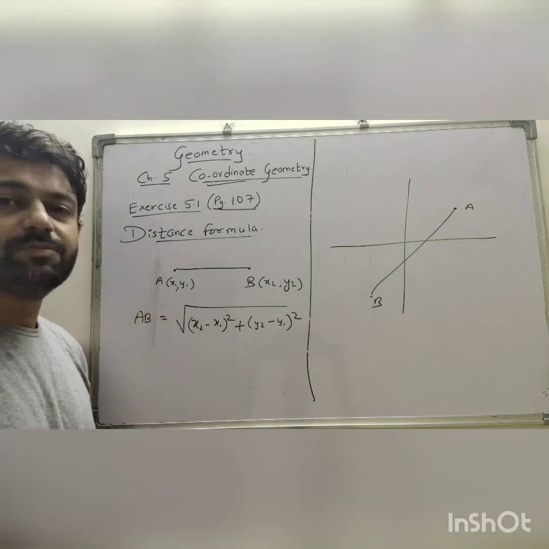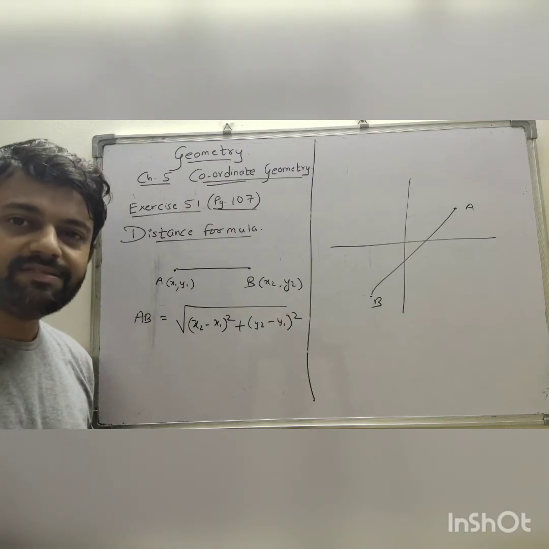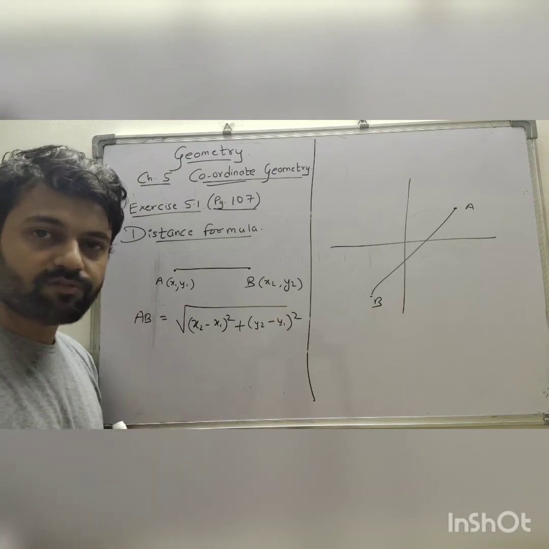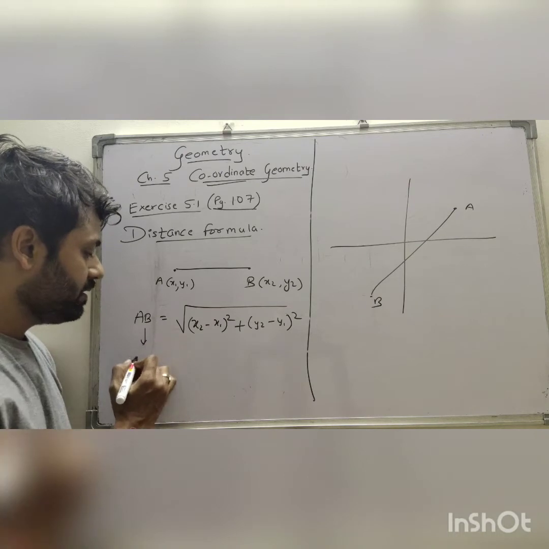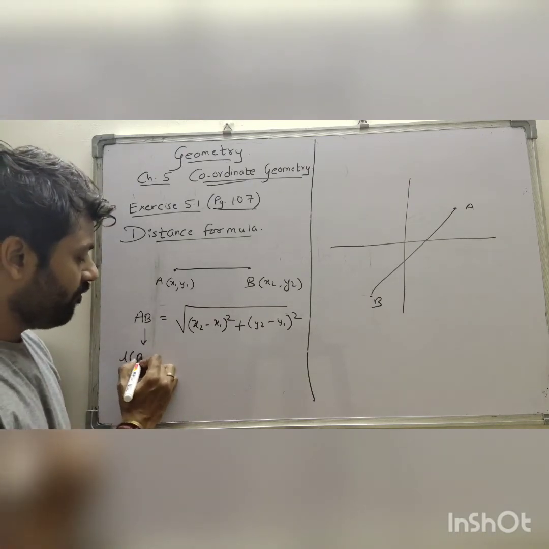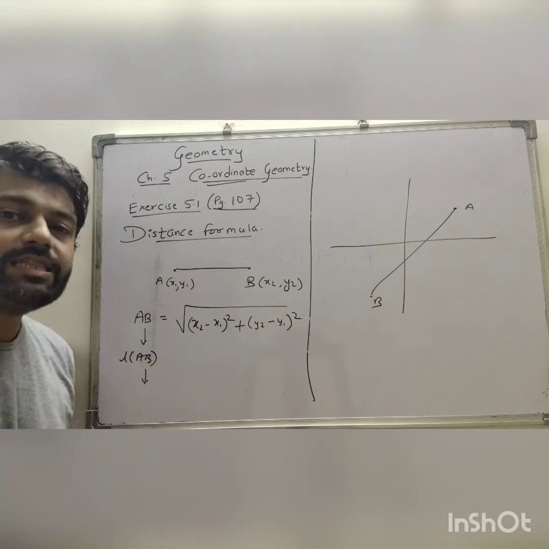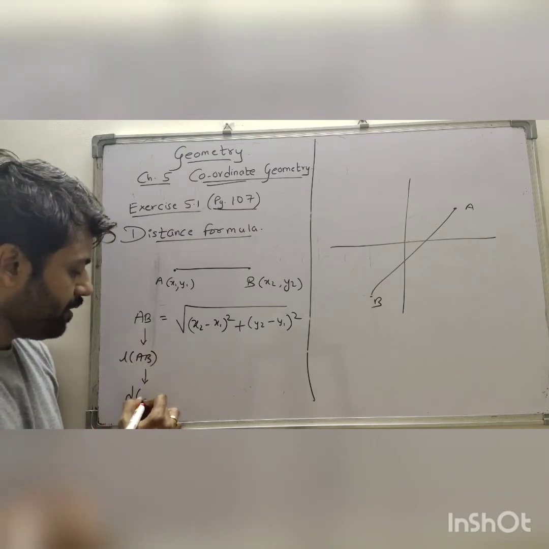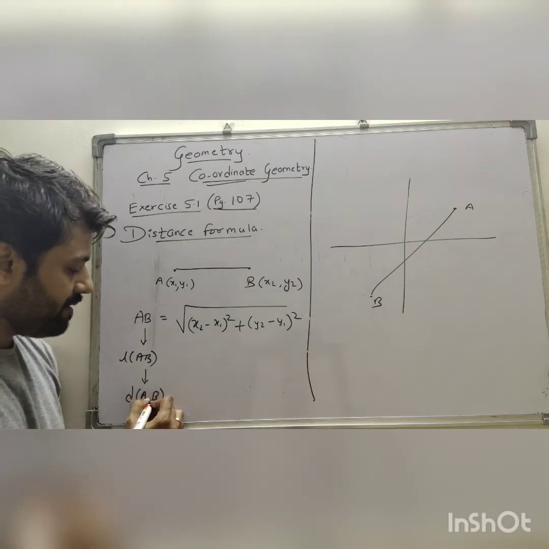If you want to find the distance between the 2 points A and B, we write AB is equals to the whole root of x2 minus x1 the whole square plus y2 minus y1 the whole square. Remember, this AB can also be written as length of segment AB. It can be also written as distance between the points A and B.